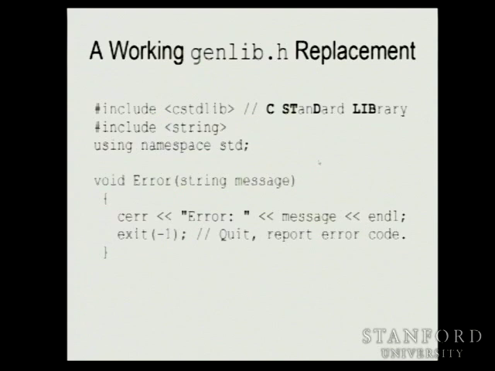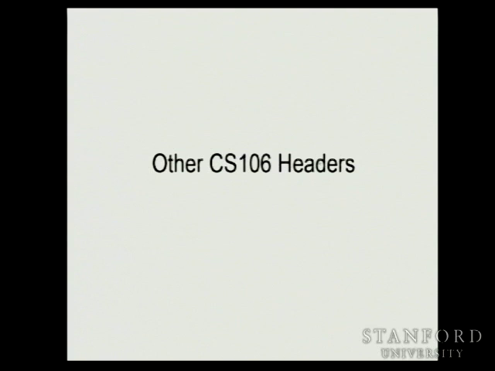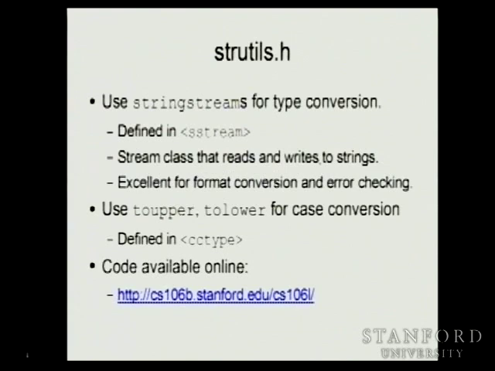Now, Genlib is probably one of the easier ones, but what about some of these other headers you've seen? Well, I could go into some detail about all of these, but I just don't have time. And I really wish that I could show you how this works, but I'll just give you a quick overview today, just to show you what you'll need to know if you want to get off these libraries. The first one is strutils.h.